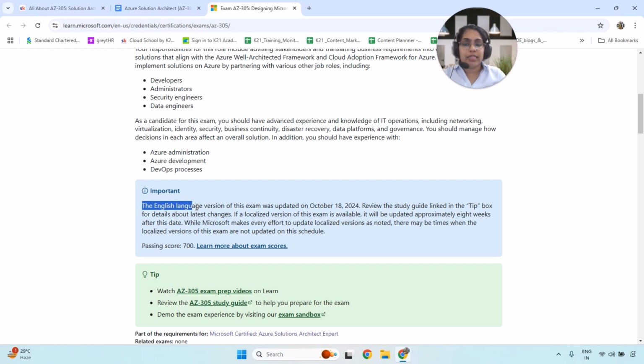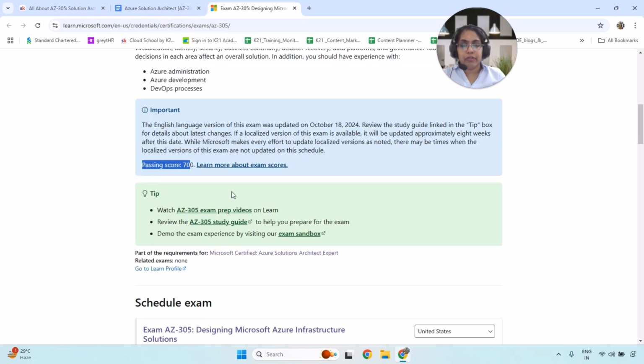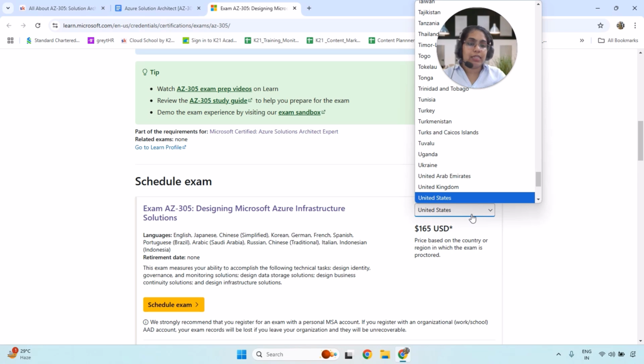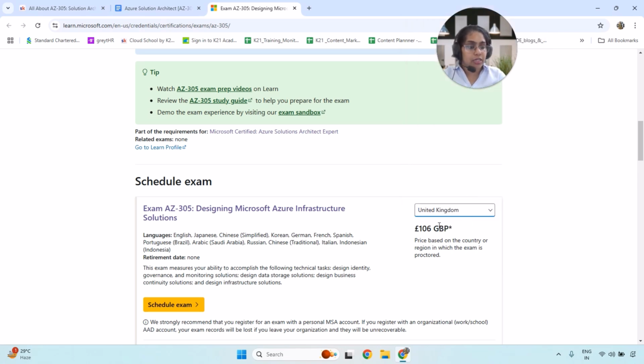This is where I was talking about Microsoft Azure Infrastructure Solution, where you can find the cost. It is showing in US dollars, but if you are in any other region, for example the United Kingdom, you can change it and see the rate in pounds. It will change whichever region you choose. Suppose I'm in India, I can choose India here and it will show me the price in INR. And this is where you can schedule the exam.